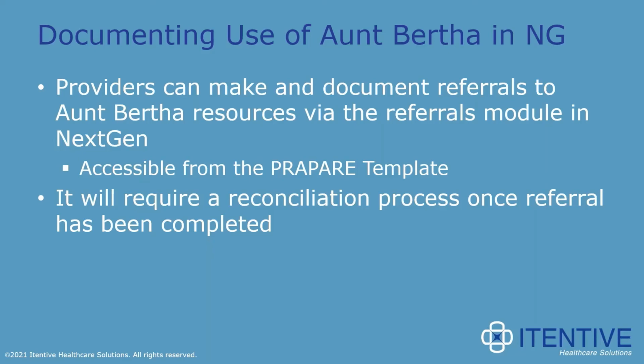So as a provider who may be using NextGen, it would be important to document a referral to an outside source. If you remember from earlier, I mentioned that there was a referral link at the bottom of the prepare template. That would be where you could utilize it for this exact purpose. The provider is going to enter the details of that referral based on the information they acquired from Aunt Bertha or findhelp.org, and the referral would then be documented in the patient's chart. One thing to note is that once that referral has been completed, there is the requirement of a reconciliation process in order to close the loop on that order.